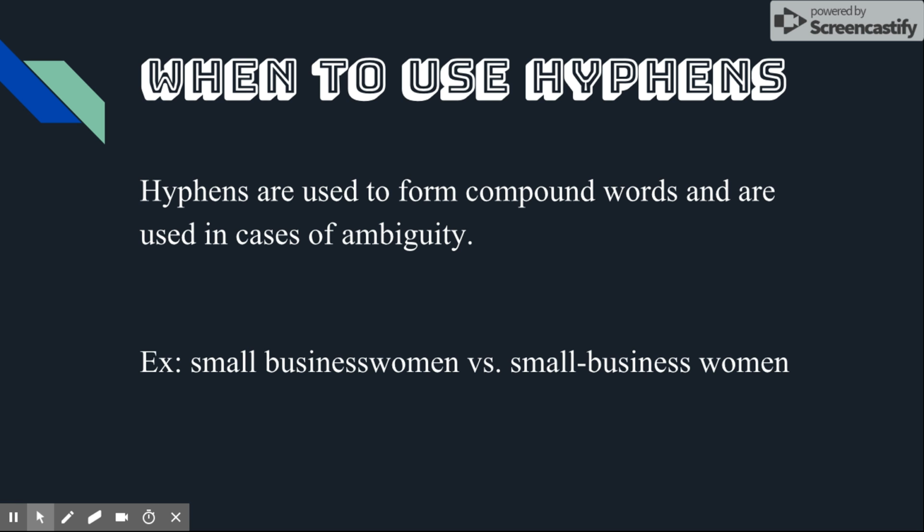An example is below. Small businesswomen versus small business women. The first talks about women in the business field who are small and short. The other talks about women who own or work in small businesses. This is a case when the terms are confusing, and you want to make sure that in your articles your reader knows exactly what you're talking about.